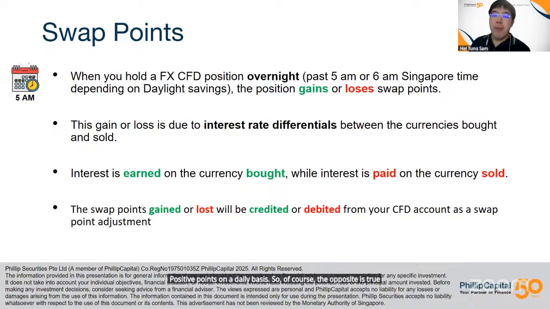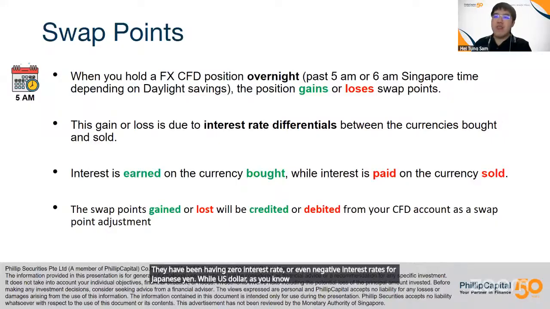If you were to buy Japanese yen and sell US dollar, then you have to pay US dollar interest and receive Japanese yen interest. And Japanese yen interest is famously very low to zero. Currently, it is about 0.5%, which is considered a 17-year high. Last time they had this level was quite a while back. They have been having zero or even negative interest rates for Japanese yen. While for US dollar, later we have charts to show the trend of the US dollar interest rate.